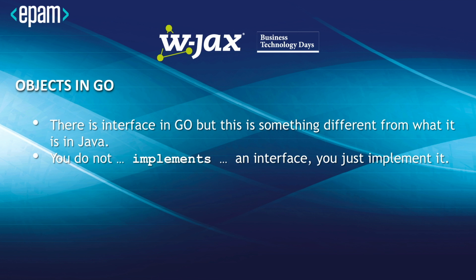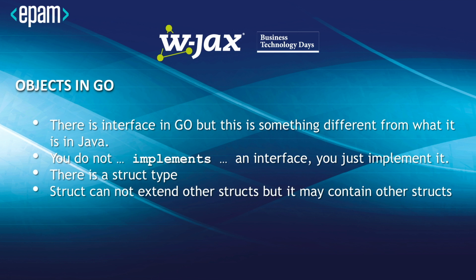And there is a struct type, as we have already seen examples of that. And a struct cannot extend other structs. That's why they say that's not object-oriented. But it can contain other structs. And containment and extension are just two relations between different types. And they are more or less equivalent. And that they are more or less equivalent you can understand with the Go language. It demonstrates it very nicely.